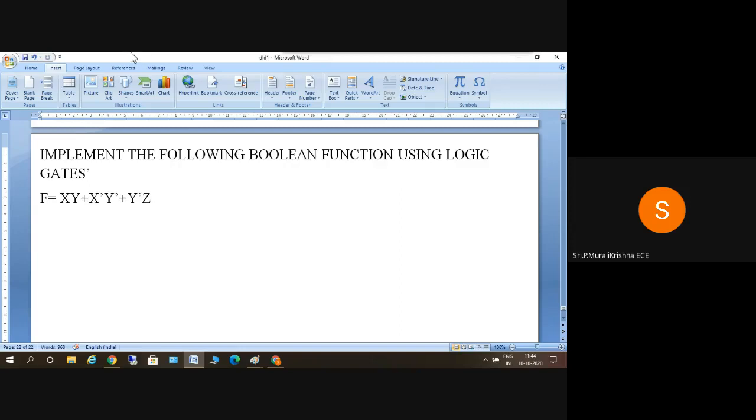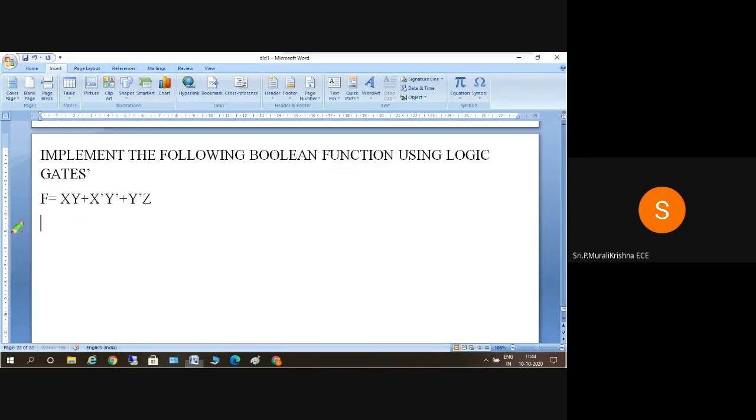So I will tell you a standard method. To draw any logic diagram, you follow this standard method. Okay, so what are the inputs available here? So this is the standard method. One minute. Follow the standard method to draw the logic diagrams.